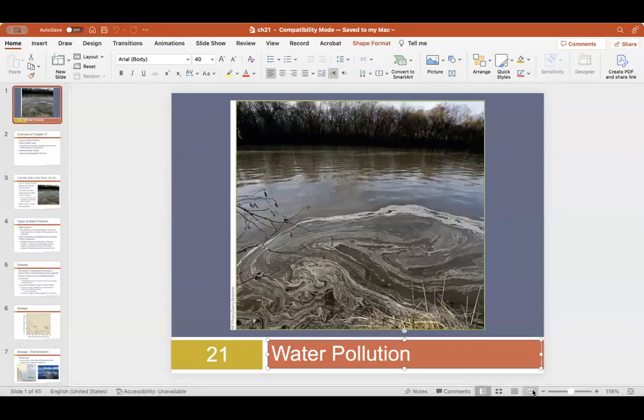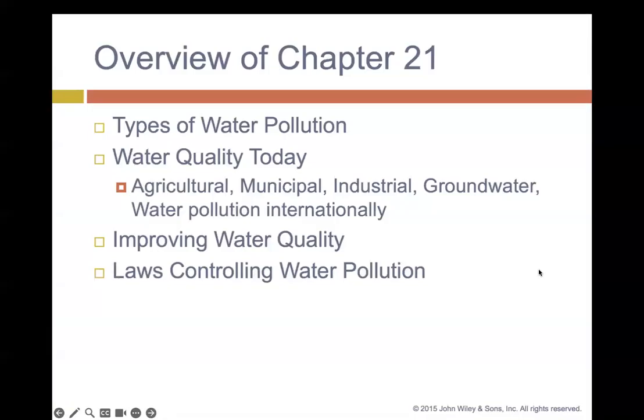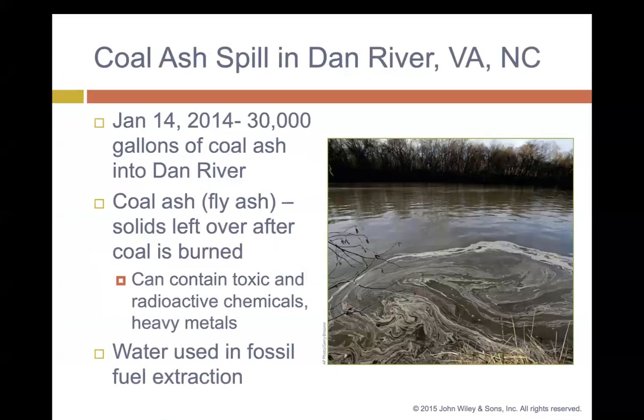Hello, everyone, and welcome to chapter 21, which will be on water pollution. I'm going to get through these final couple chapters relatively briefly. We'll look at the types of water pollution, water quality, and how we can improve water quality.